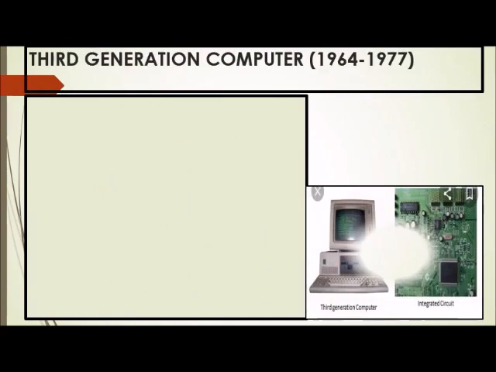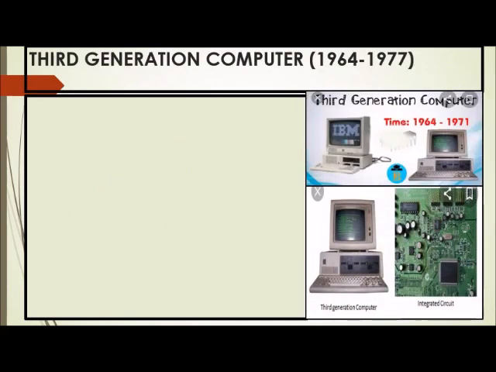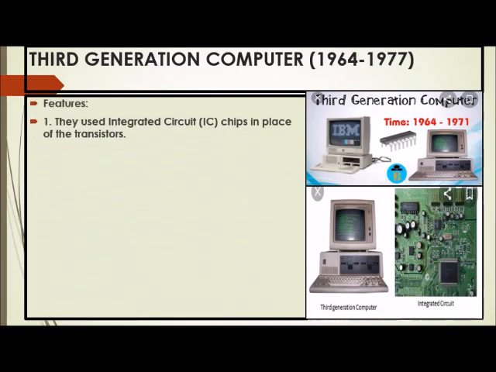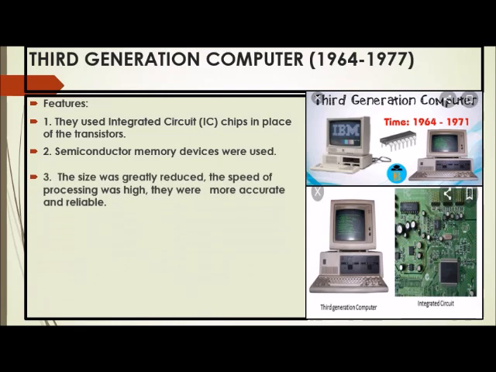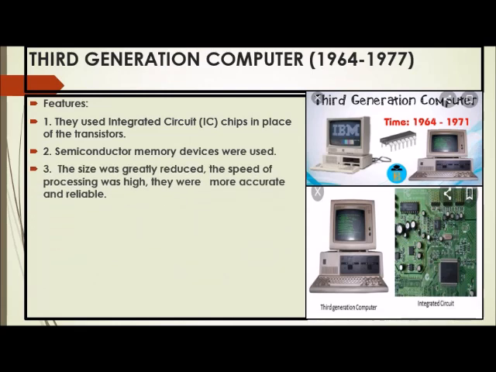The third generation computer, in the year 1964 to 1977. Let's look at some of the features. 1. They used integrated circuits, that is IC chips, in place of the transistors. 2. Semiconductor memory devices were used. 3. The size was greatly reduced. The speed of processing was high. They were more accurate and reliable.